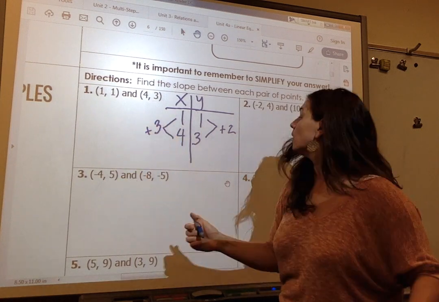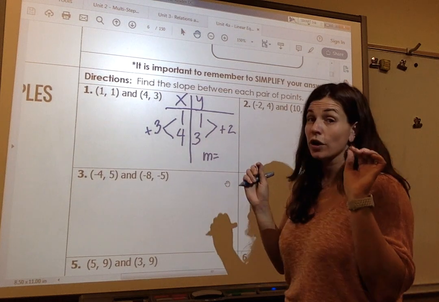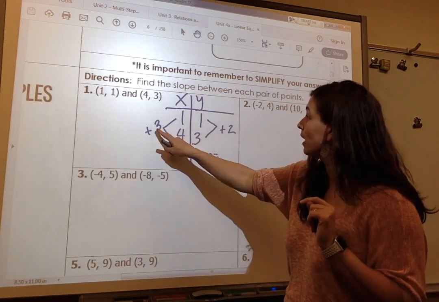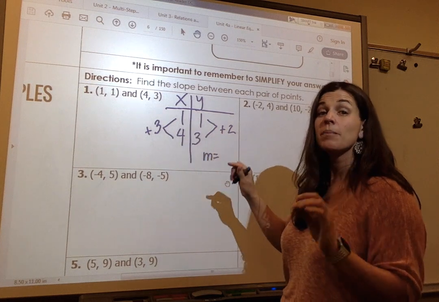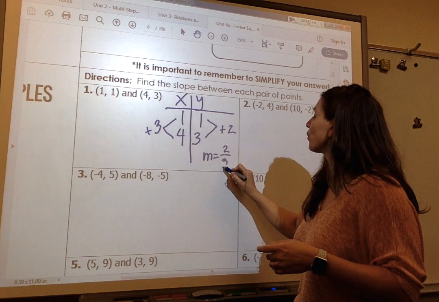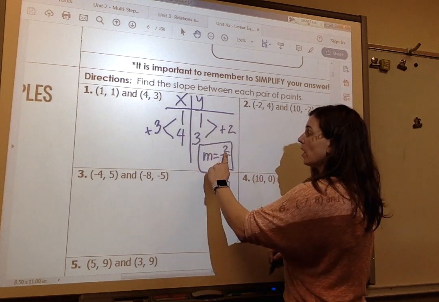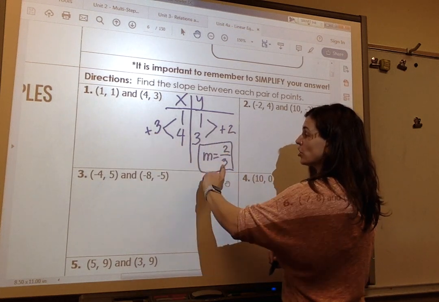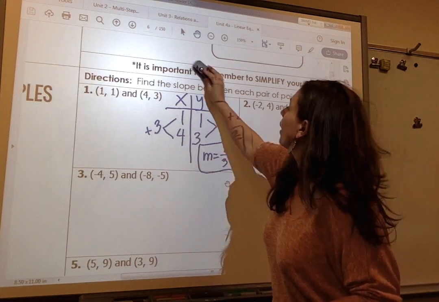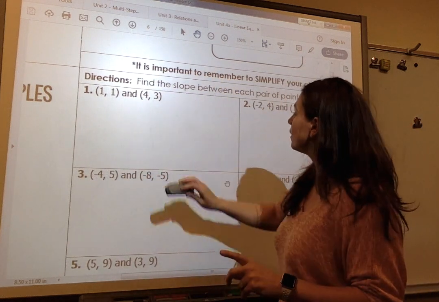So if I can find my change in y, and I can find my change in x, I have a slope. So my slope then, now here's where you got to be specific. Remember, what is it comparing? It is not comparing x to y. It is comparing change in y to change in x. So my slope then is 2/3 because my change in y is 2 over my change in x, which is 3. Okay? That's one way how to do it. All right? I'm going to show you the other way to do it.